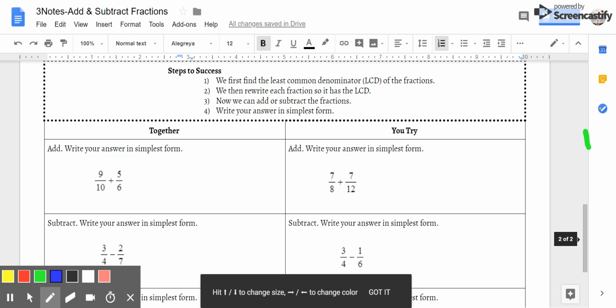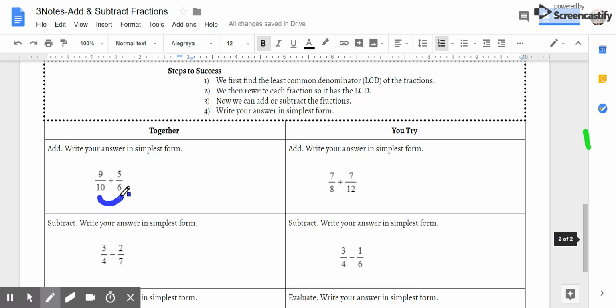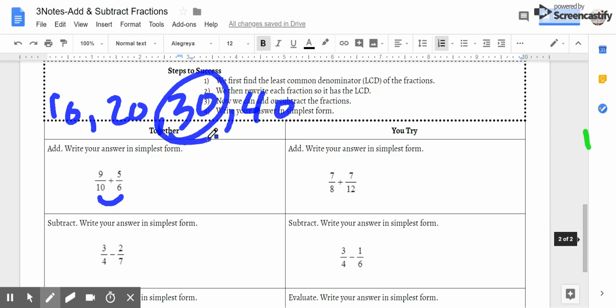So to do this, we find the least common denominator and rewrite our fractions. So I see 10 and 6 are my two denominators. So that means I need to find my least common multiple of 10 and 6. So I like to think of my factors of my largest number. So that'd be 10, 20, 30, 40. Okay, so now I think, which one of these factors does 6 also go into? That's going to be 30.